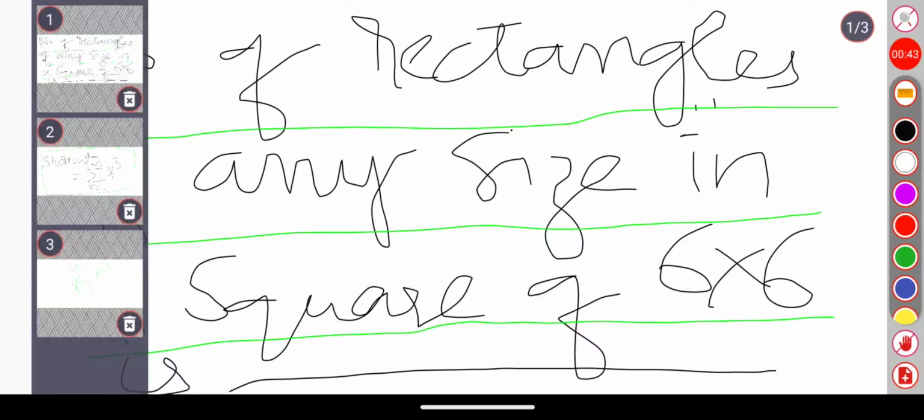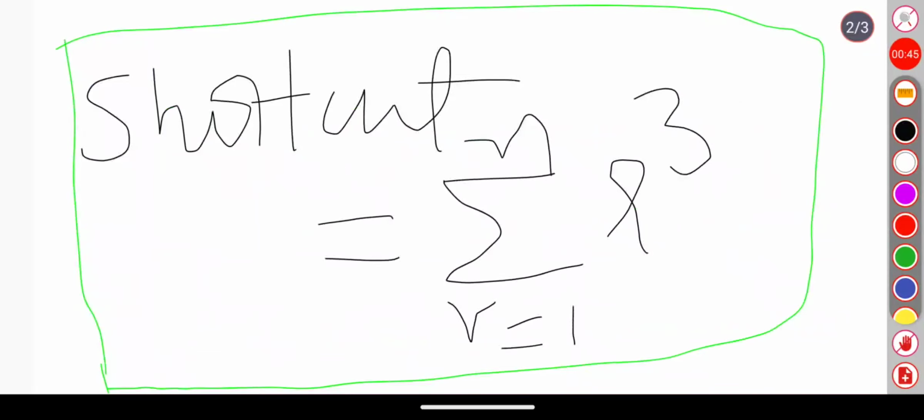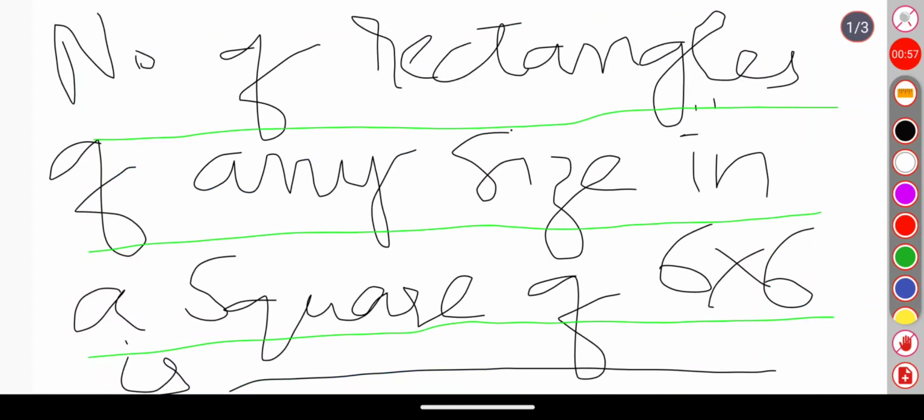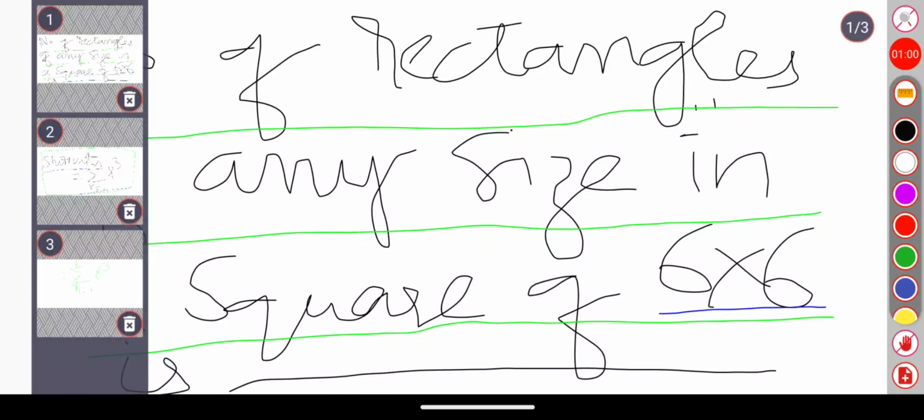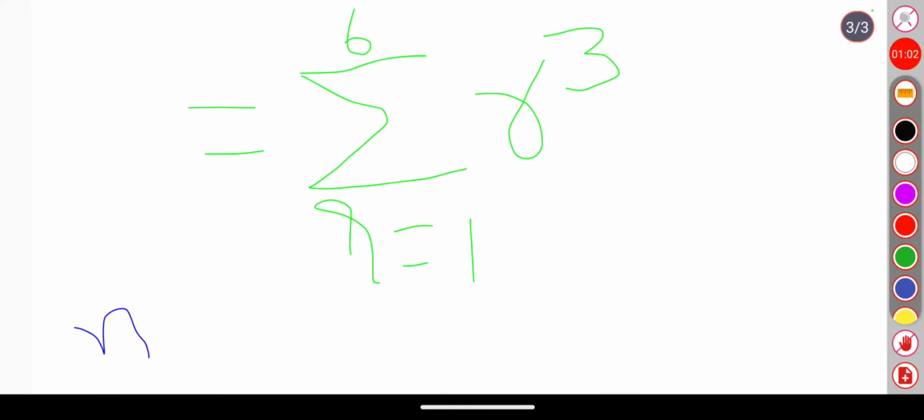Now in order to solve this problem, we have one shortcut present in MCET and IIT. The shortcut is summation r equal to 1 to n r cube. Using this shortcut we are solving the above problem. So from the above problem, what is the n value? The n value is 6. So we can write n value as 6. That n value we are substituting in the above shortcut formula.